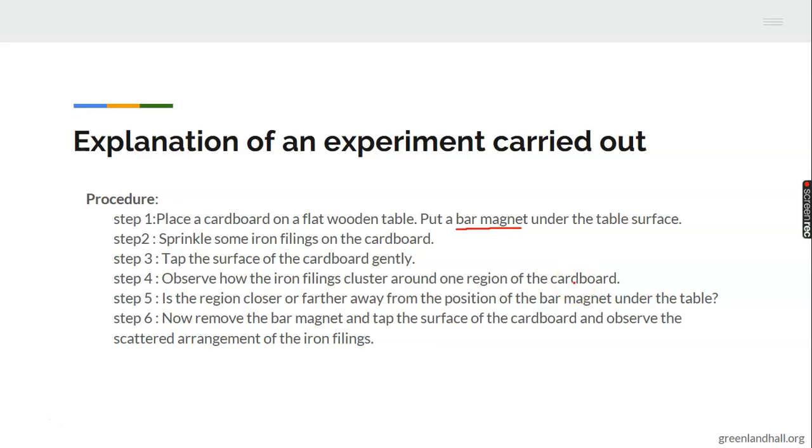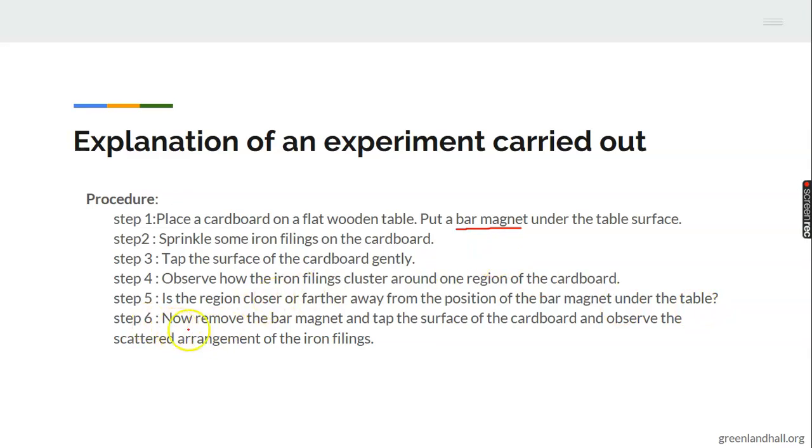That region can be classified as the region where you have the force field. That means you have the magnetic force field. That's the area, the neighborhood in which the magnet has effects. Is the region closer or farther away from the position of the bar magnet under the table? You can do it and just come up with your own answer. It's good to experiment as a scientist, okay?